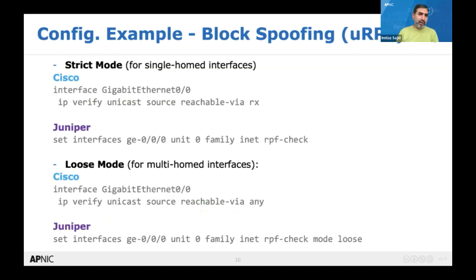The other thing, I have some configuration examples of how to block the spoofing. There are two modes we can enable on our devices. One is strict mode, another is loose mode. In strict mode, the router will verify that the interface it received the packet on is the same interface from where it has received the route. But if you are using multi-homing, like using two different interfaces between you and your BGP speaker, then the packet can come from either interface. In that case, you should use loose mode. Here we have the configuration example for both Cisco and Juniper.